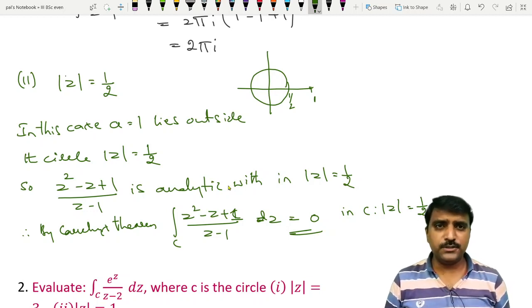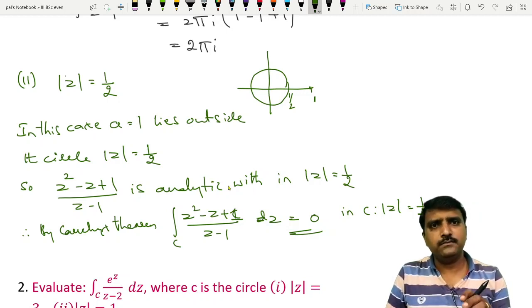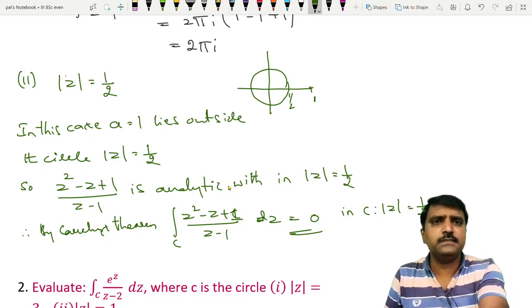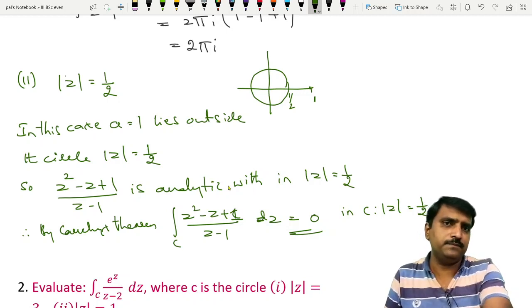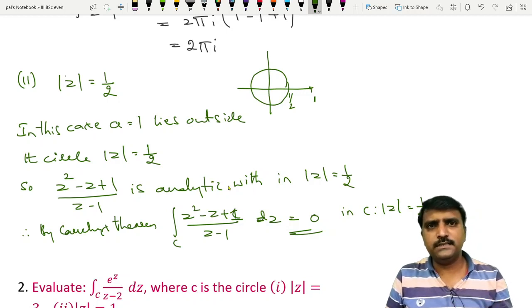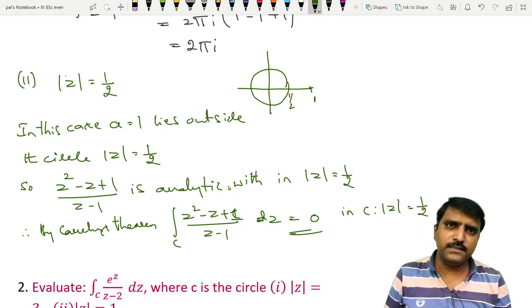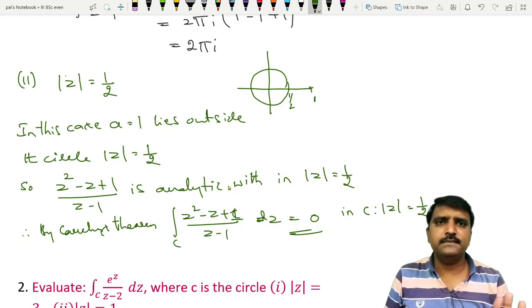If you have any confusion in this, you can do one thing: if the point lies inside the region or on the region, at that time use Cauchy's integral formula, 2πi times f(a). If the point z = a lies outside the region, use Cauchy's integral theorem, and you write its answer as 0.